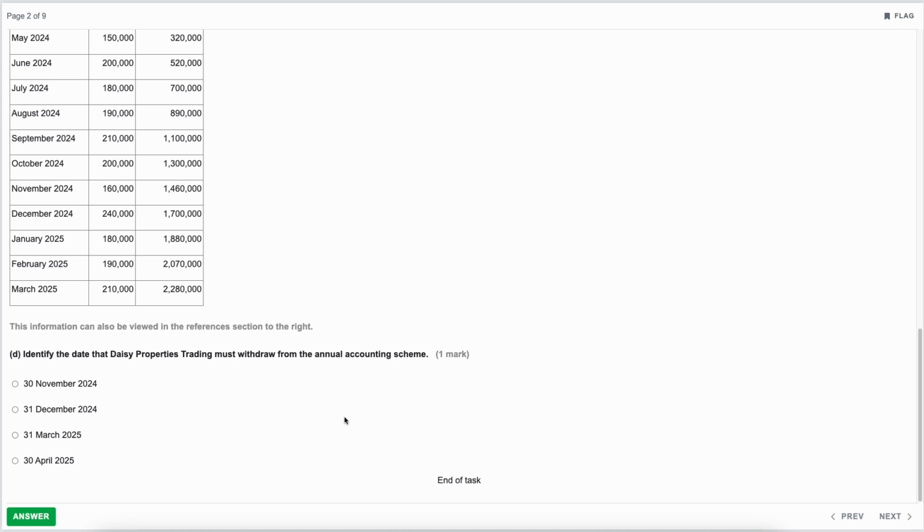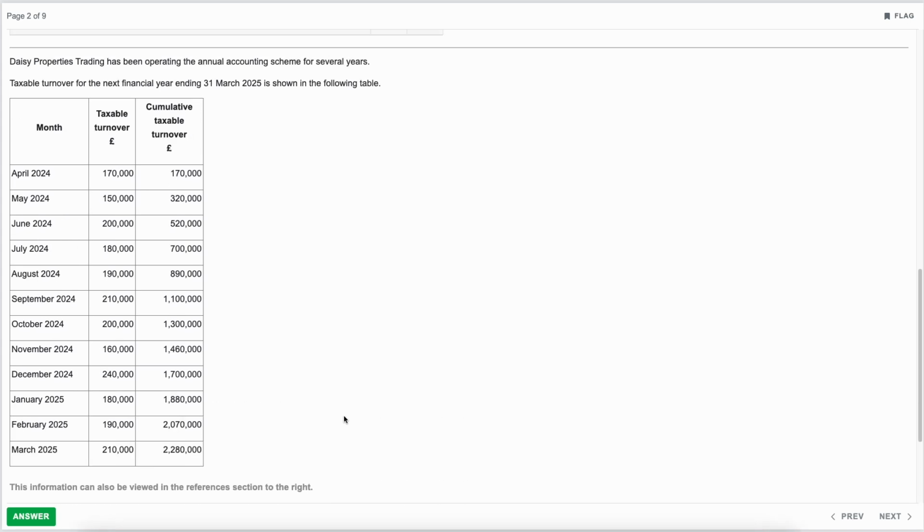So a business has to withdraw from the scheme if their taxable turnover goes over 1.6 million. Looking at this, they would have gone over at some point in December 2024, because by the end of December 2024, the cumulative taxable turnover was 1.7 million. So over the 1.6 million to come out of the scheme. Now, the rules on this from HMRC: the business has to leave the scheme at the end of the tax year that they go over that 1.6 million.